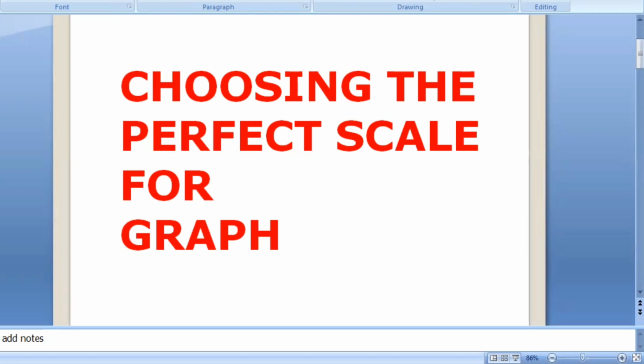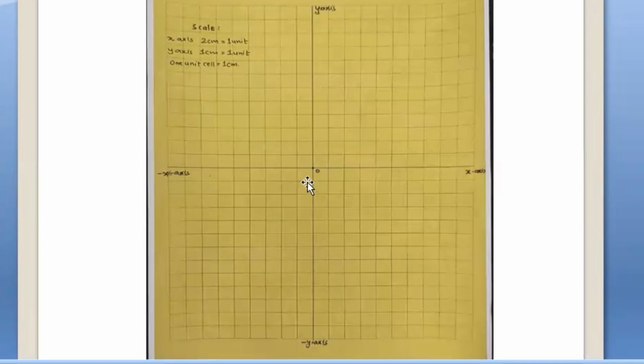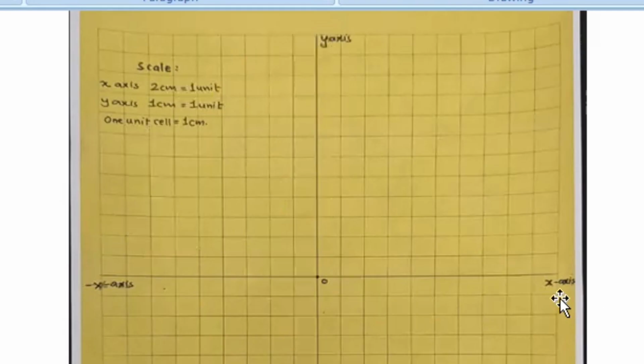Here we have the topic: choosing the perfect scale for a graph. The graph consists of two number lines, the horizontal and the vertical. The horizontal line is the x-axis and the vertical line is the y-axis. On the x-axis, the right side is positive and the left side is negative. For the vertical line, the up side is the positive y-axis and the down side is the negative y-axis.